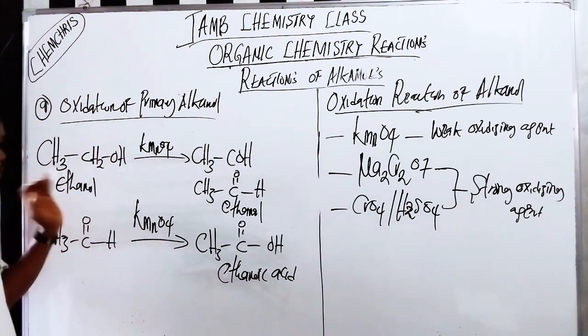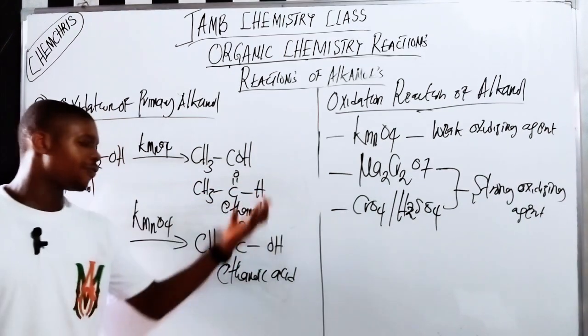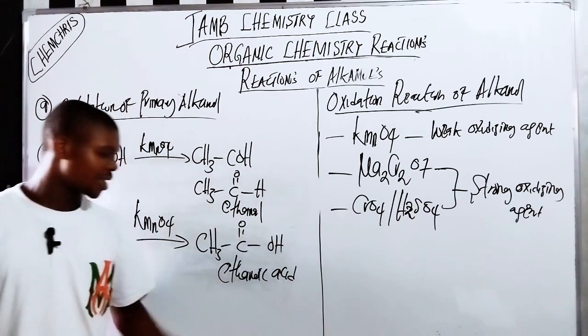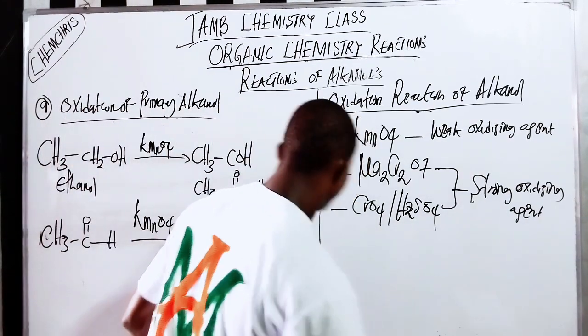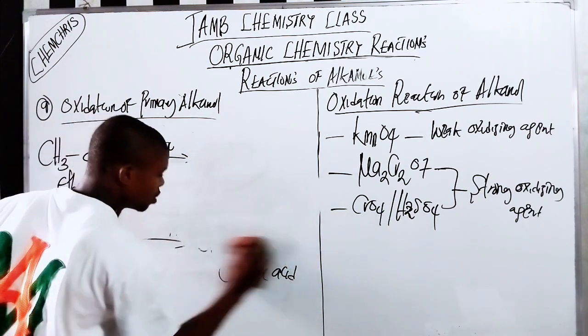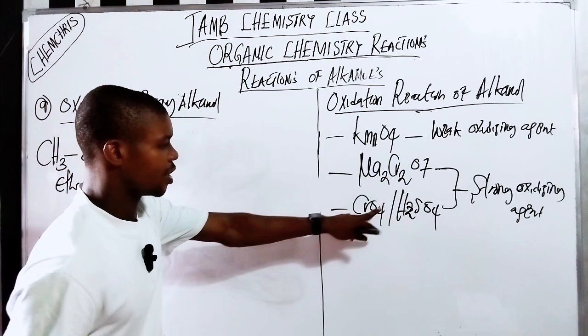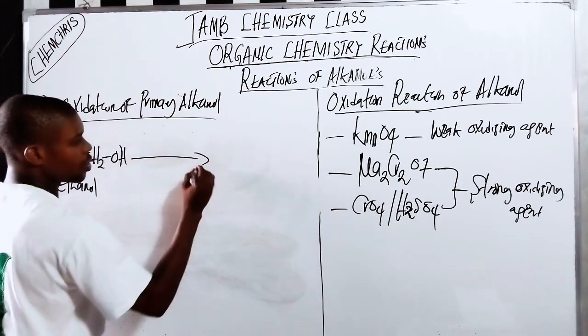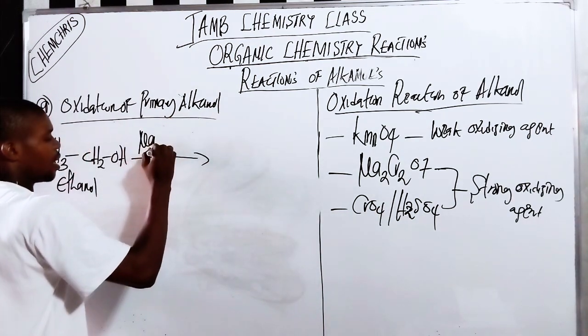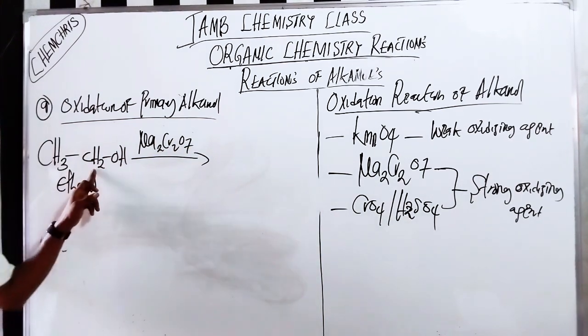But first, ethanol can be oxidized to ethanal, which is the aldehyde. Then further oxidation moves to ethanoic acid. But guess what? If you use any of these reagents straight, like Na2Cr2O7, this will convert it to what?